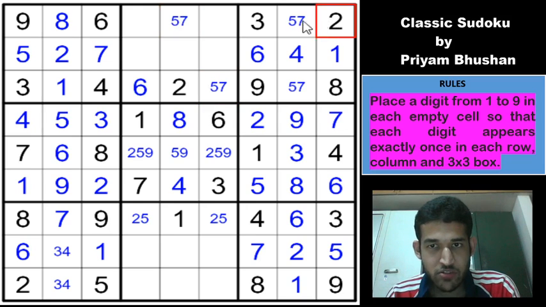Not yet. So let us look at row 1, 6, 8, 9, 2 and 3. Remaining candidates are 1 and 4. Can't have 1 in column 4, so 1 has to go here, and this must be a 4. And you have a 4 in column 4 and column 5, which means that 4 would have to go in one of these two cells.